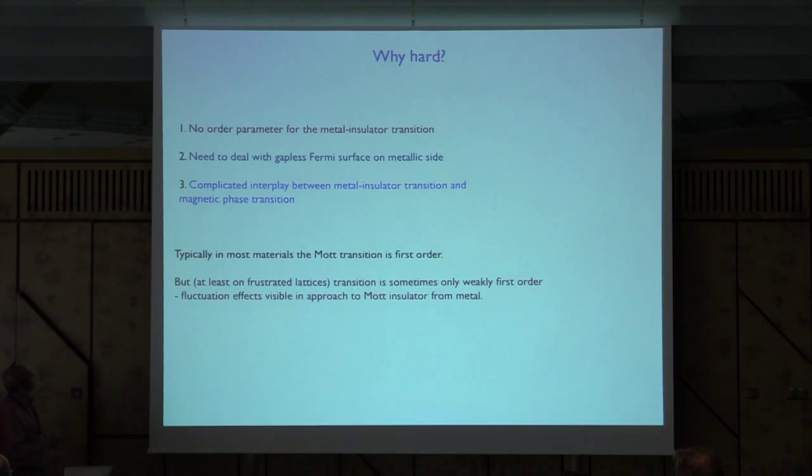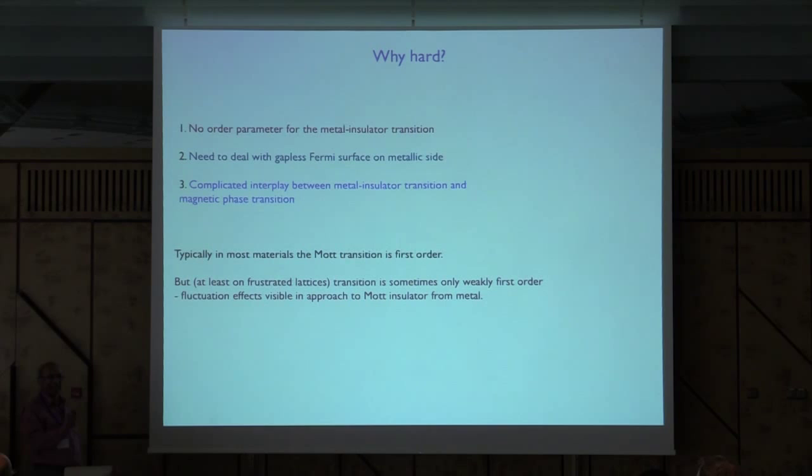So that's the question. So why has the Mott transition been hard all these decades? So first, as Lard already mentioned, there is no order parameter for a metal-insulator transition. Right? So standard Landau theory, to quote Phil Anderson, is more or less irrelevant. I would say that it's dangerously irrelevant. So on the metallic side, you need to deal with a gapless Fermi surface, which is also an ingredient that's not there if you're talking about the Ising model, right? And there's a complicated interplay between the fundamental phenomenon of the metal-insulator transition and the magnetic phase transition that's often there at the Mott transition, right?